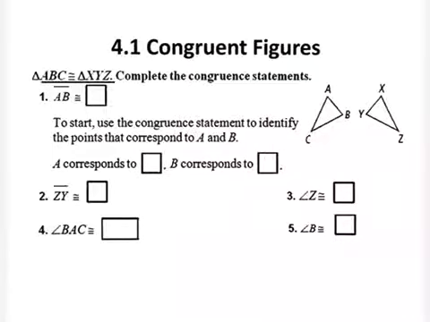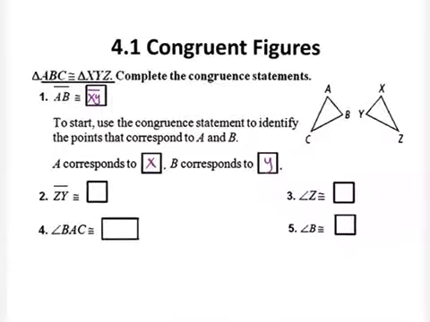Triangle ABC is congruent to XYZ. Complete the congruent statements. So if segment AB is a part of ABC and it's congruent to something, it has to be congruent to XY. Remember, corresponding pieces in the names match up. A corresponds to X and B corresponds to Y.